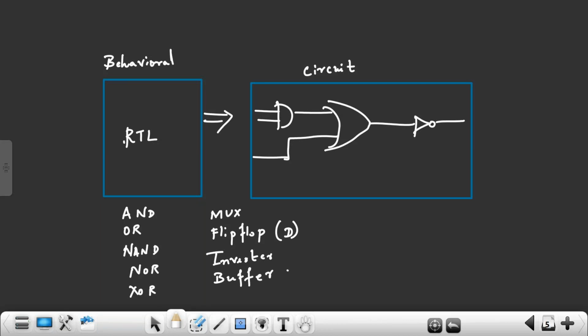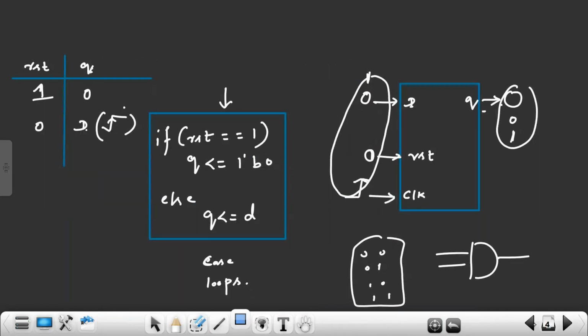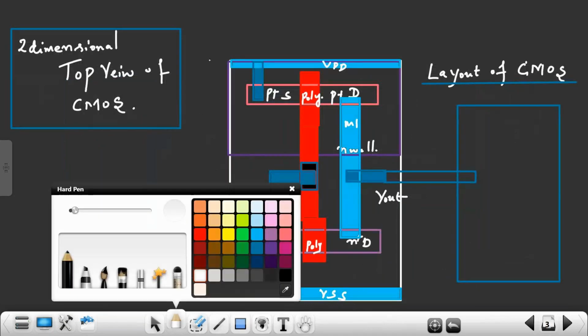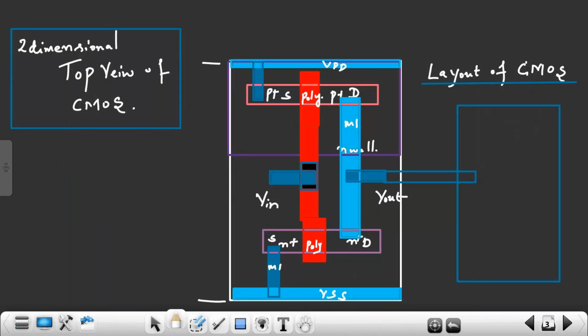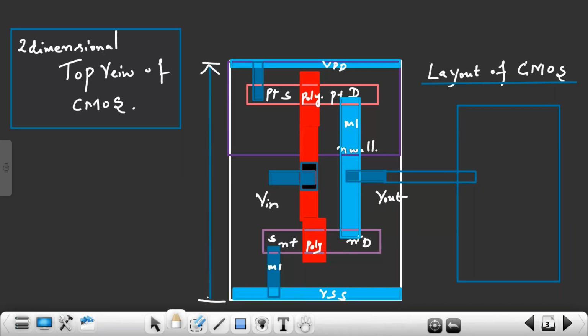So these are all called what? Standard cells. So these basic cells, to implement any circuit, are called standard cells. They are called standard cells because the height of all the cells is almost the same. Height means the height of a layout. This height of a layout for all the standard cells is the same.